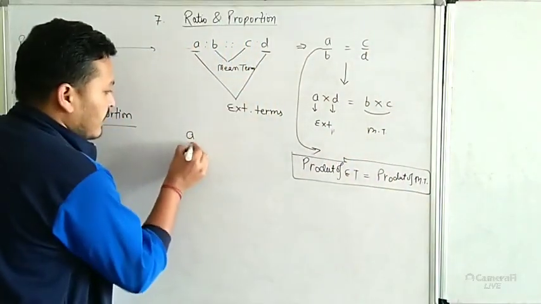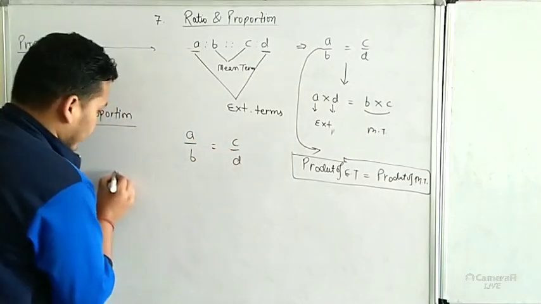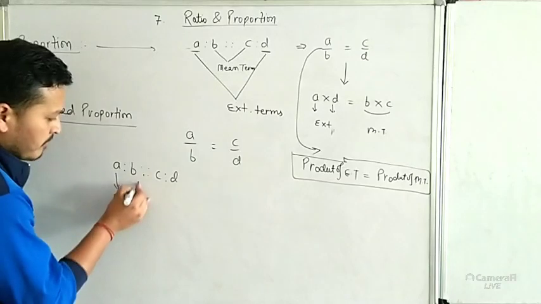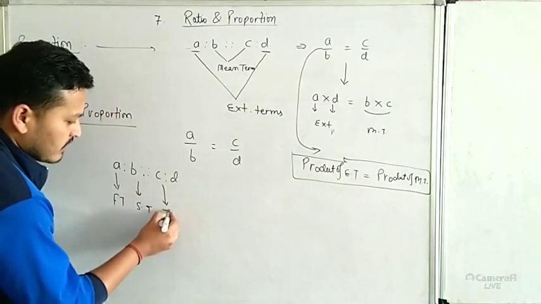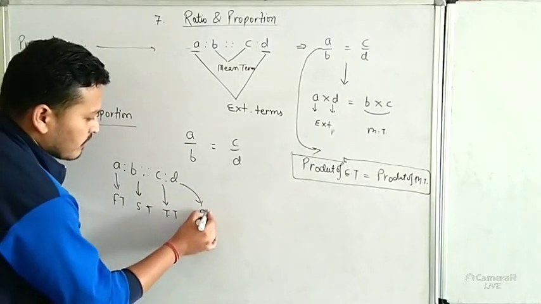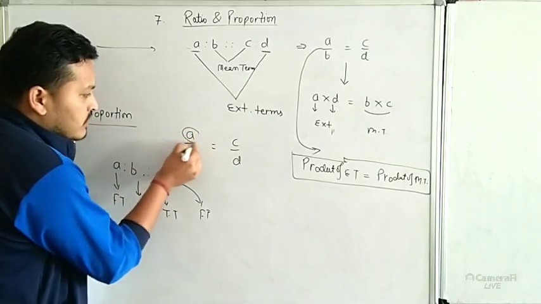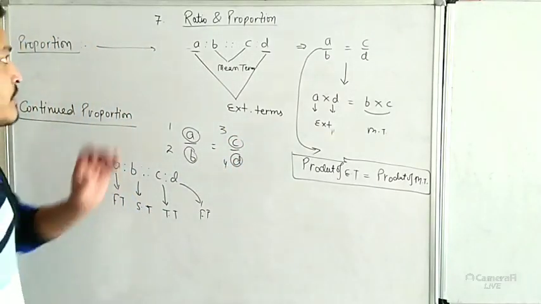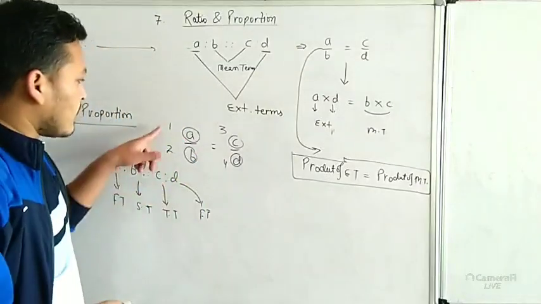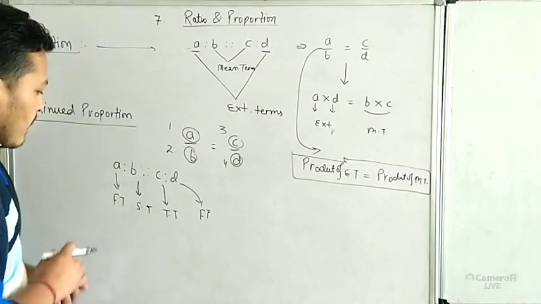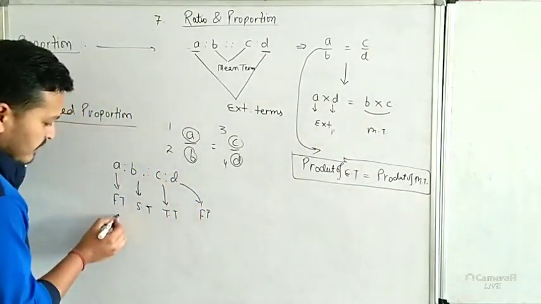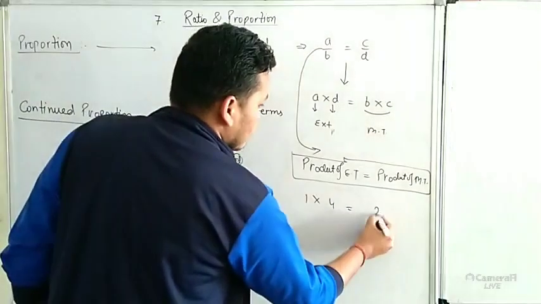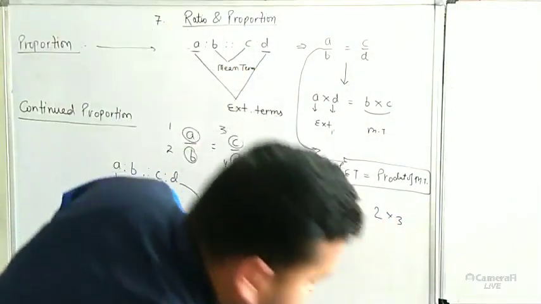Where A upon B is equal to C upon D, A ratio B proportional C ratio D, A is the first term, B is the second term, C is the third term, and D is the fourth term. Starting from the left-hand side, first, second, third, and fourth term. In the case of proportional, we are given four numbers arranged as first, second, third, and fourth term. The product of extremes, the first term and fourth term, is equal to the product of the second term and third term. This is the basic concept of proportional.